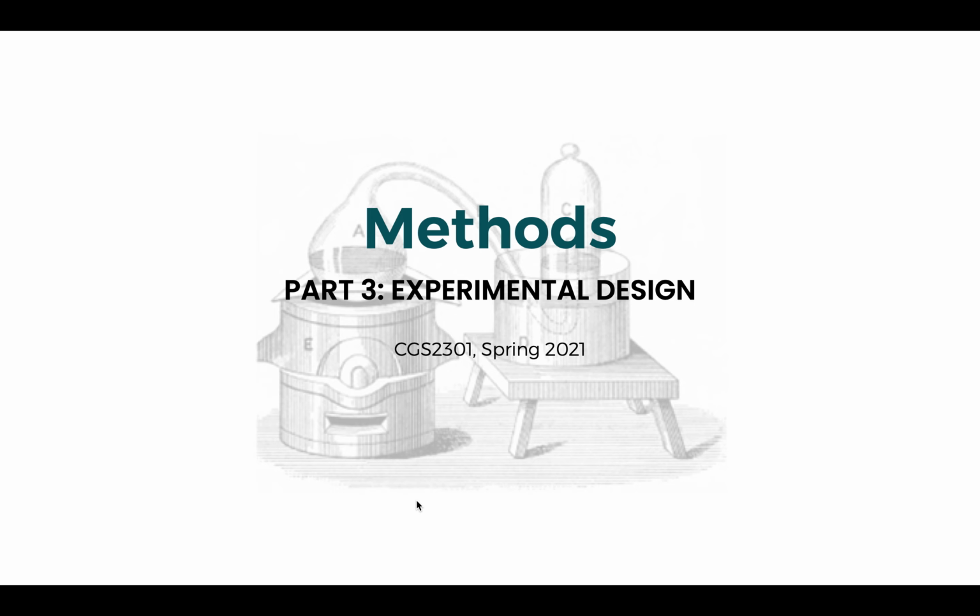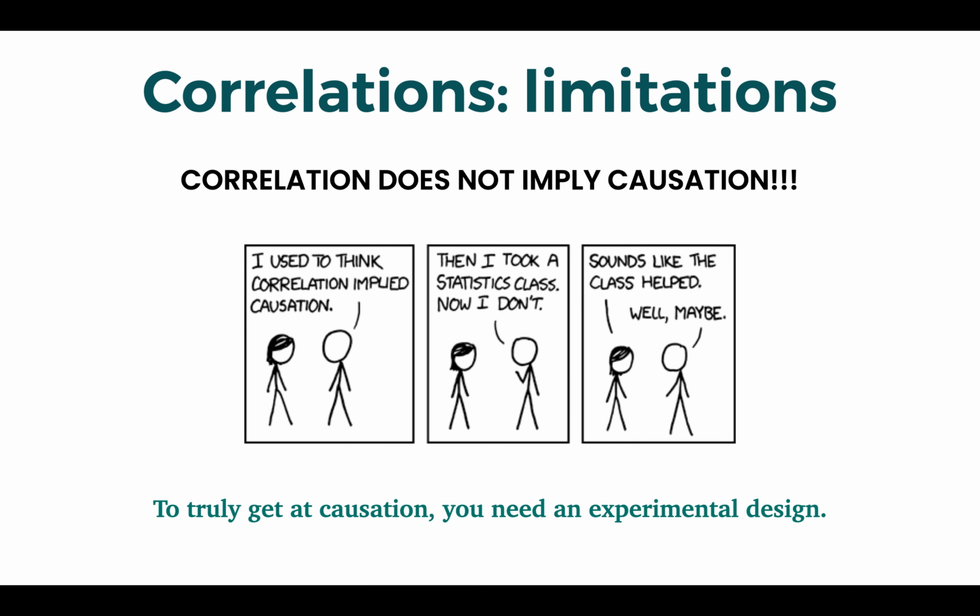We're going to talk a very little bit on experimental design. I just kind of want to go over the big stuff, the big points. So last time, previously on the method series, we talked about the limitations of correlations, and we talked about the fact that if you really want to get at causation and not just correlation, you need an experimental design.